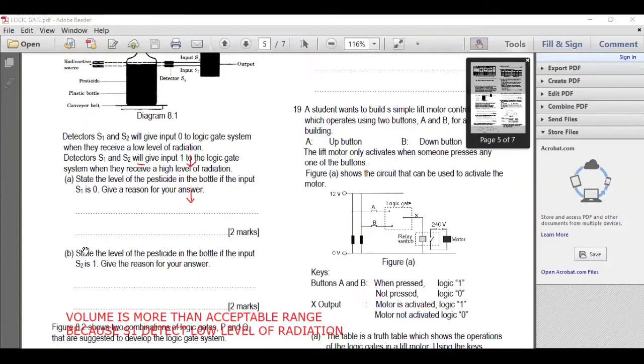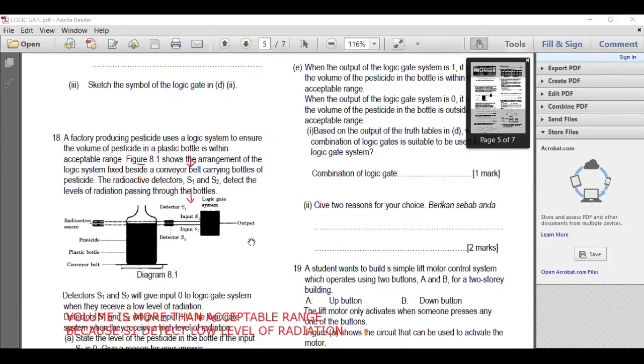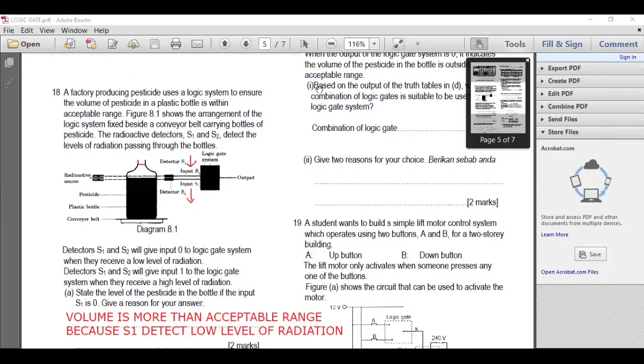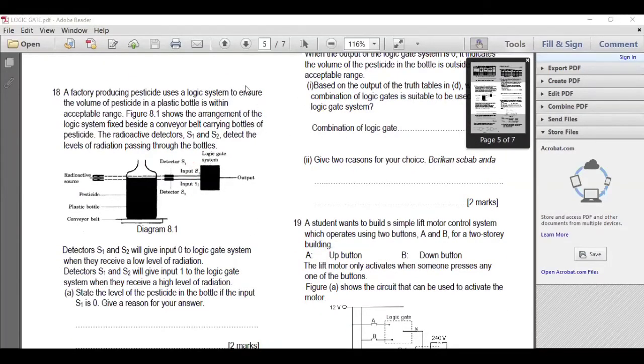Next. State the level of pesticide if the input S2 is 1. What happens if the volume is low? Let's say the liquid here is this much. Both radiation beams will pass through the bottle without passing through the liquid. That means S1 and S2 will give you a high reading, because they pass through without going through the liquid. So we know that the volume is less.